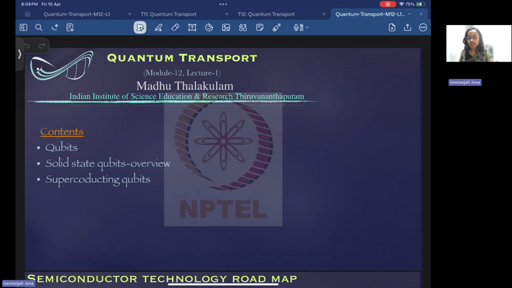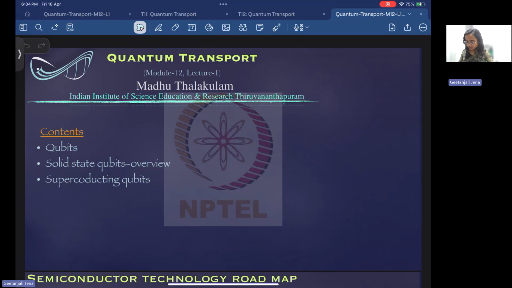In our last live session, we'll mostly cover the different types of qubit systems which can be used to store and manipulate information in a classical computer or in a quantum computer. So we will mostly cover the different types of solid state qubit systems. It can be a superconducting qubit or it can be a gated quantum dot based qubit system.